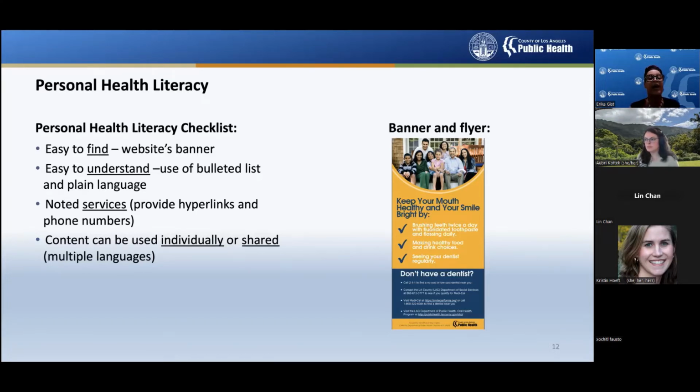With this particular flyer that we have posted, which was also a banner, and I do foresee it being a banner on our redesign, individuals can easily find this information. As you can see, the use of bulleted points with checks makes it easy to understand. It's written in plain language. We also have provided services in the form of hyperlinks as well as phone numbers. And this information could be used individually or even shared collectively.